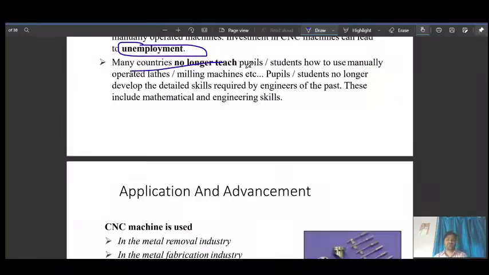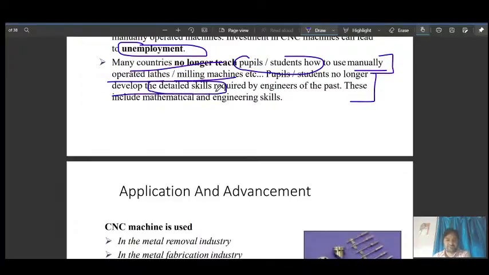Many countries no longer teach pupils and students how to use manually operated lathe machines. You get less work on these machines, lathe machines, milling machines. And now this skill is required for the engineers of the past. But as we are continuously moving to virtual machines and CNC machines, we are not learning this skill. Obviously, you should learn it.